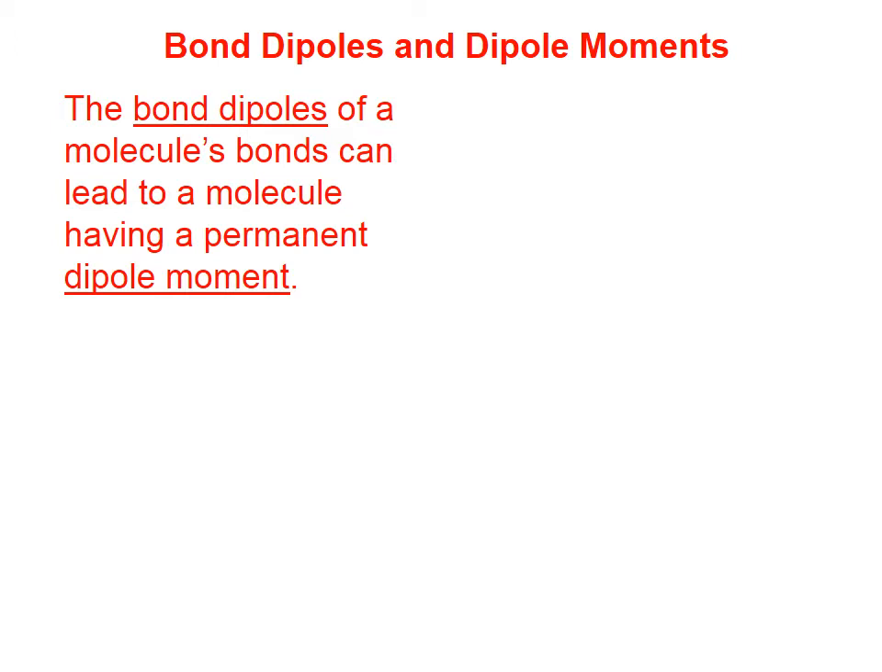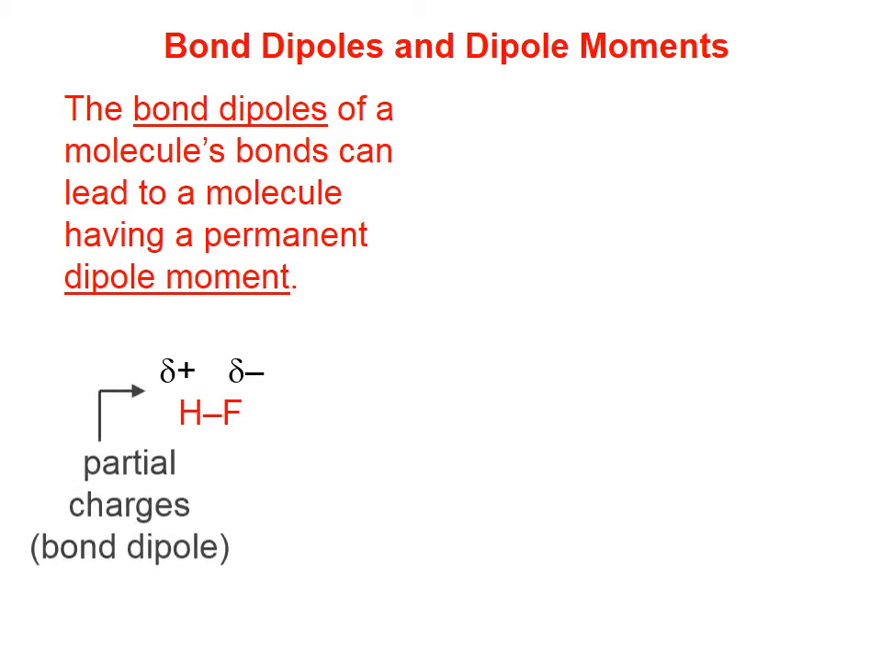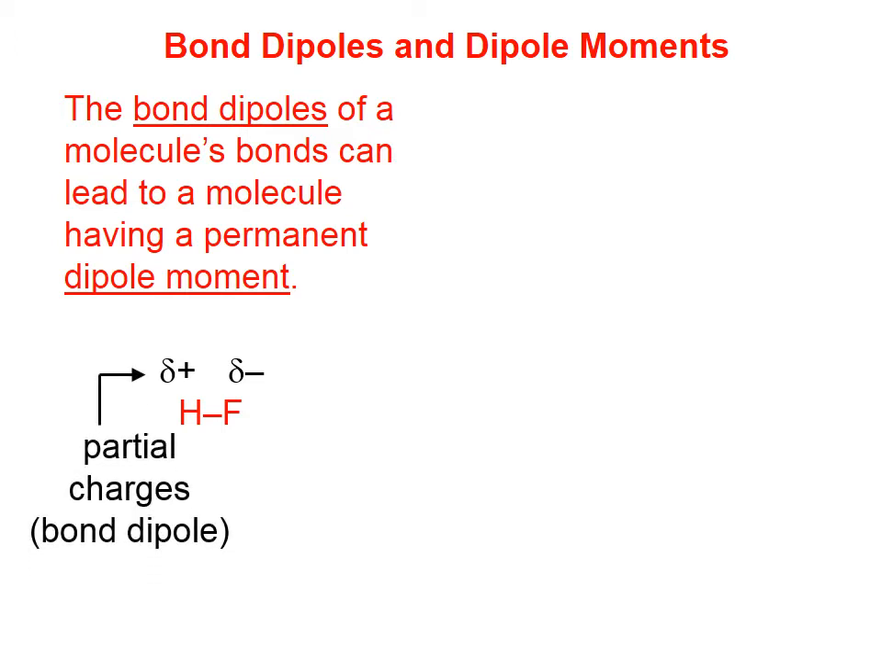Bond dipoles of a molecule's bonds can lead to a molecule having a permanent dipole moment. Let's look at hydrogen fluoride. Because fluorine is more electronegative, there is a partial negative charge that resides on the fluorine and a partial positive charge that resides on the hydrogen. What we mean by this is that the shared electrons between these two atoms we can think of as spending more time around the fluorine than the hydrogen. That's all we're showing there.